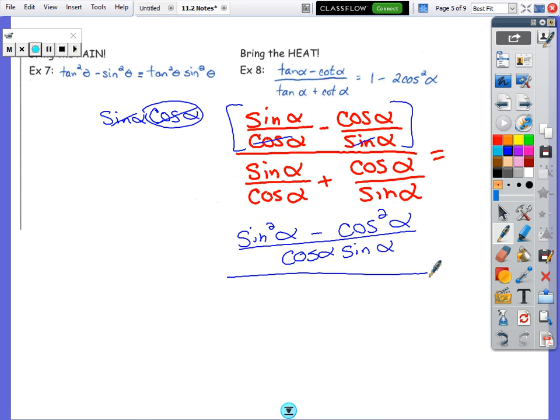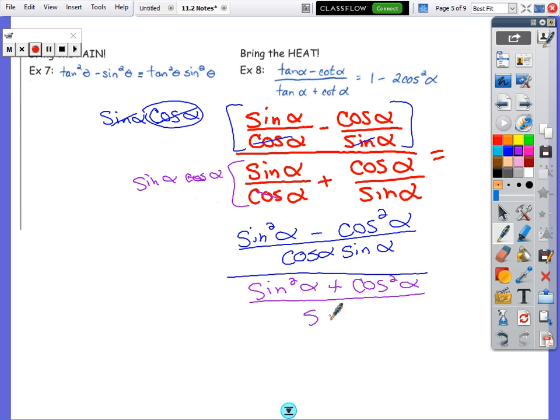The same process works in the bottom half. We'll multiply by sine alpha and cosine alpha to be able to get a matching denominator. So cosine would cancel with cosine, getting me sine squared alpha plus cosine squared alpha all over sine times cosine. I guess we'll write in the same order. Cosine alpha, sine alpha.